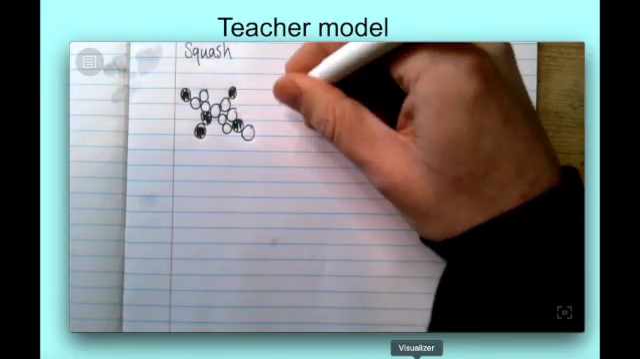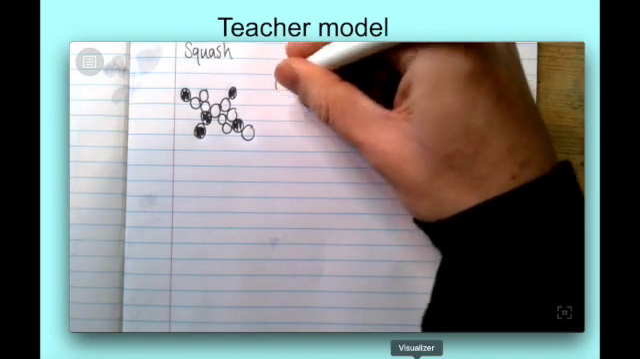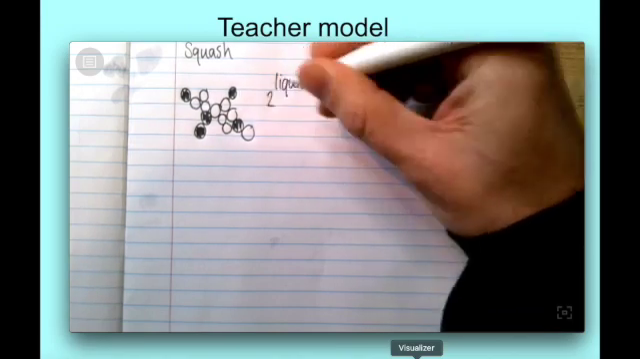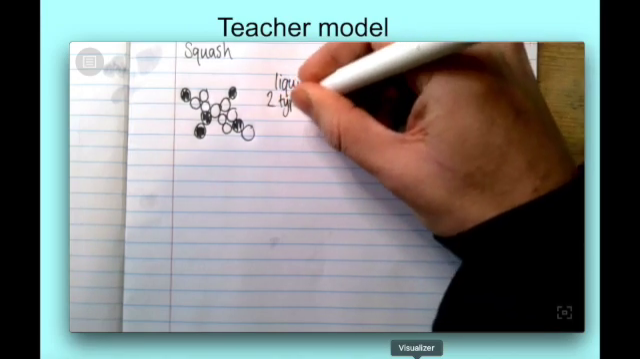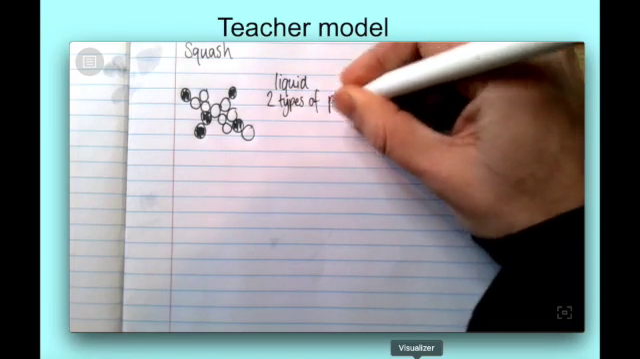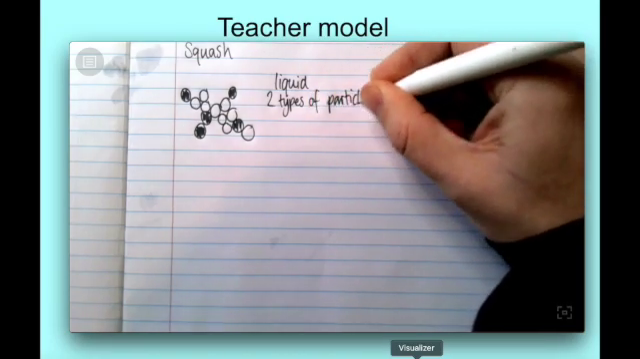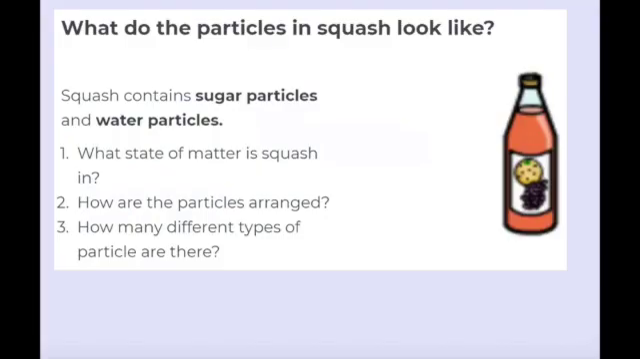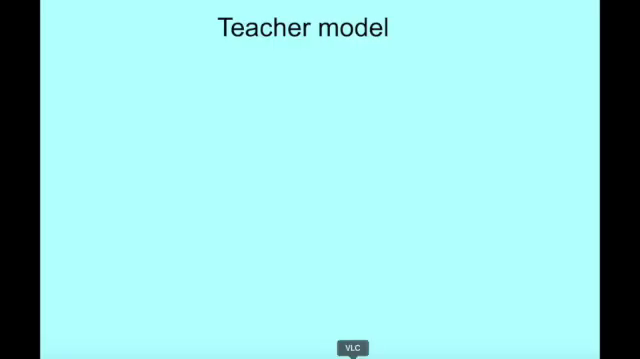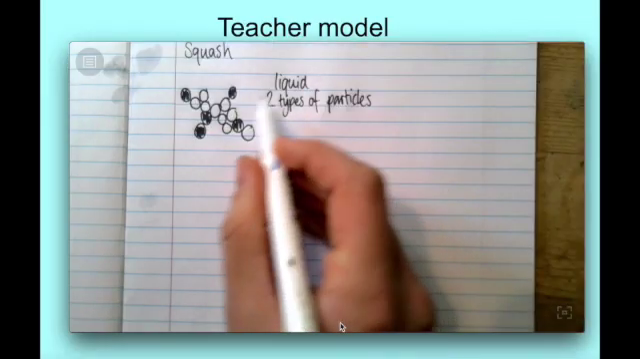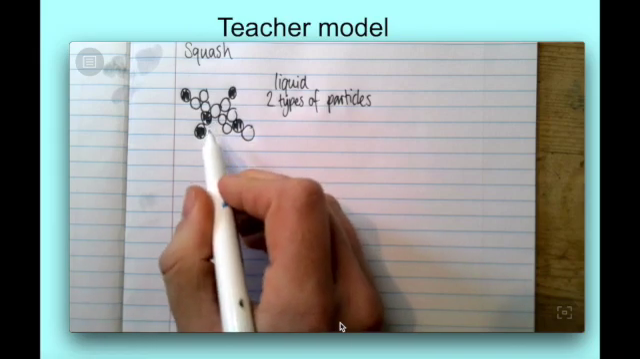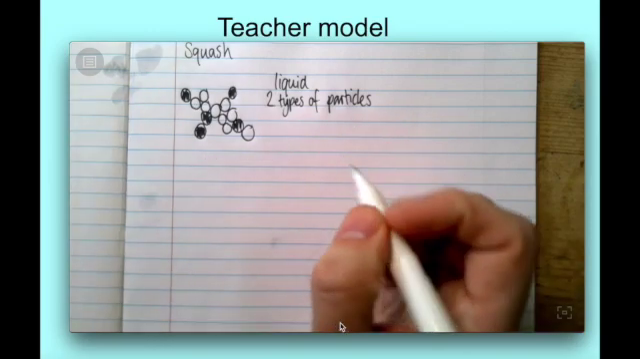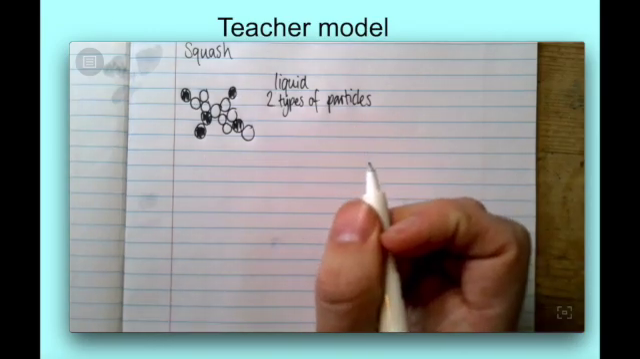So in squash, it is a liquid. There are two types of particles. What else? I can't remember what else we need to show. How many different parts? How they are arranged. They are arranged as a liquid, aren't they? Okay, and here's how they are arranged. As a liquid, they're arranged randomly, they are touching, and they can slide past each other so they can flow like a liquid does. Okay, so that's how we would show that in a diagram.